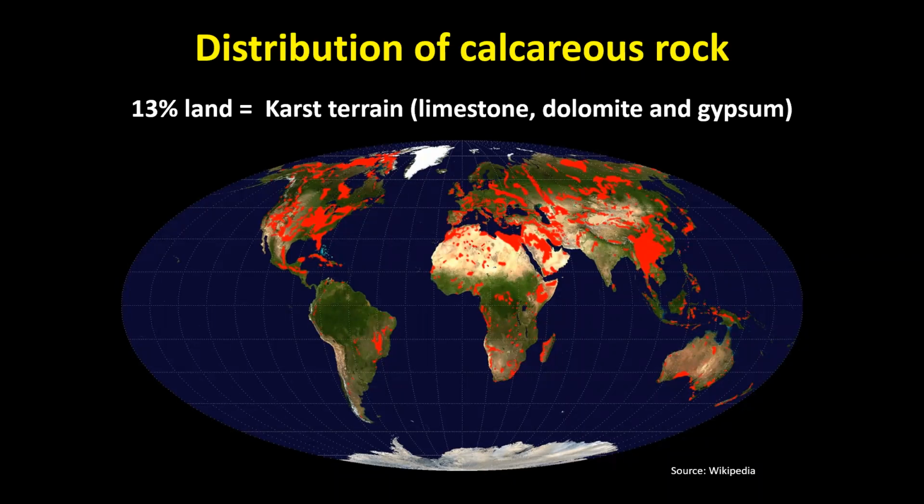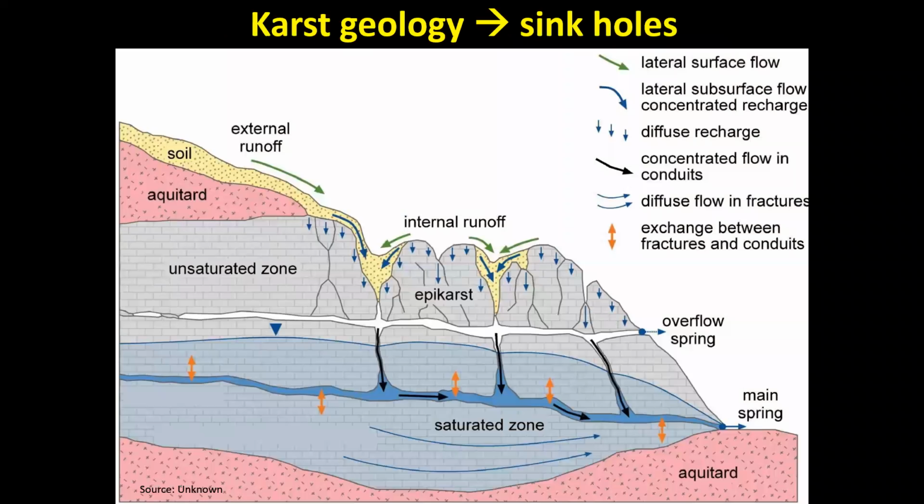So the sinkholes are found in areas of calcareous rock, and 13% of the land surface is karst terrain. So it's got limestone, dolomite, and gypsum, and this karst geology creates sinkholes and caves. And this is because these kinds of rocks are fairly easily dissolved by carbonic acid. Carbonic acid comes from carbon dioxide in the air and water.